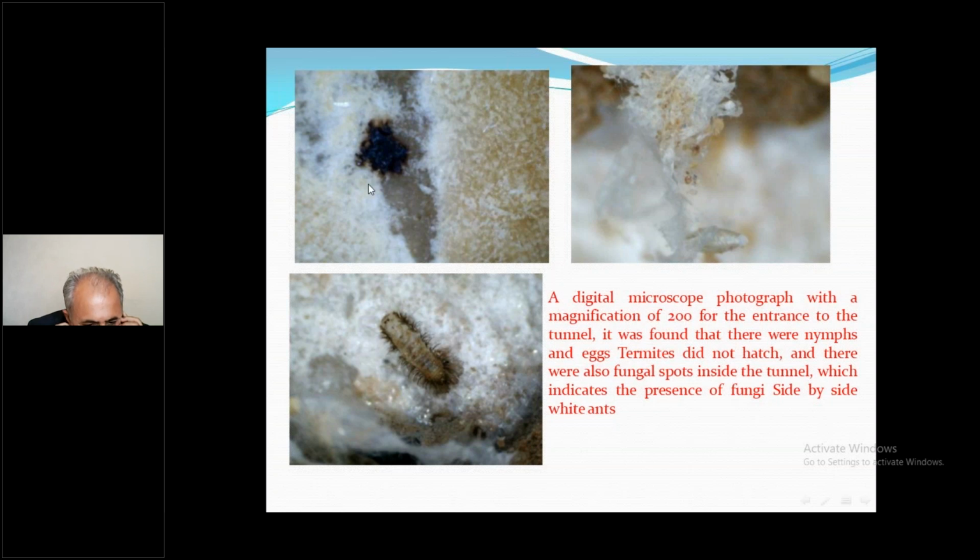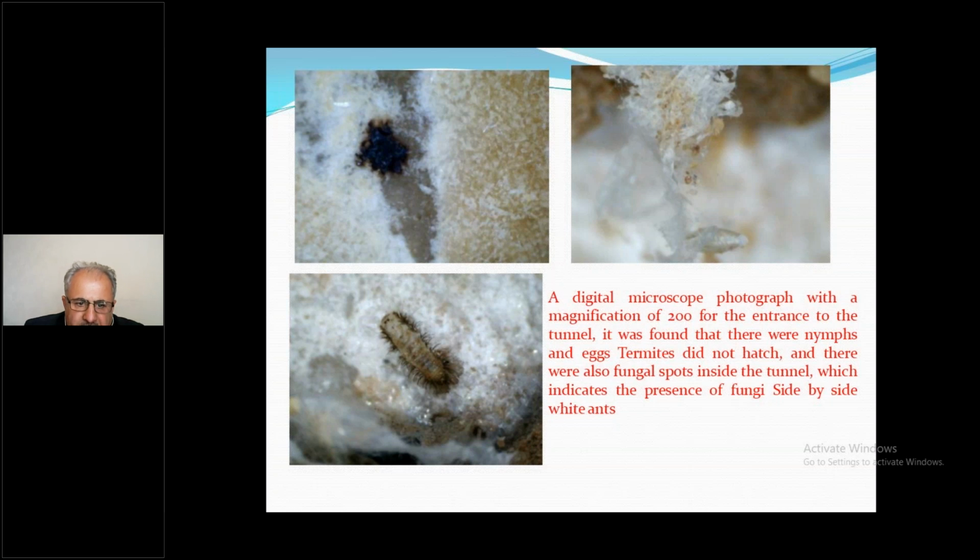In these pictures, we can see the spots of fungi inside the tubes, side by side with the ants. And here we can see eggs of termites, and this is a big egg of termite, and this is the nymphs of termites inside the tubes, as I show.